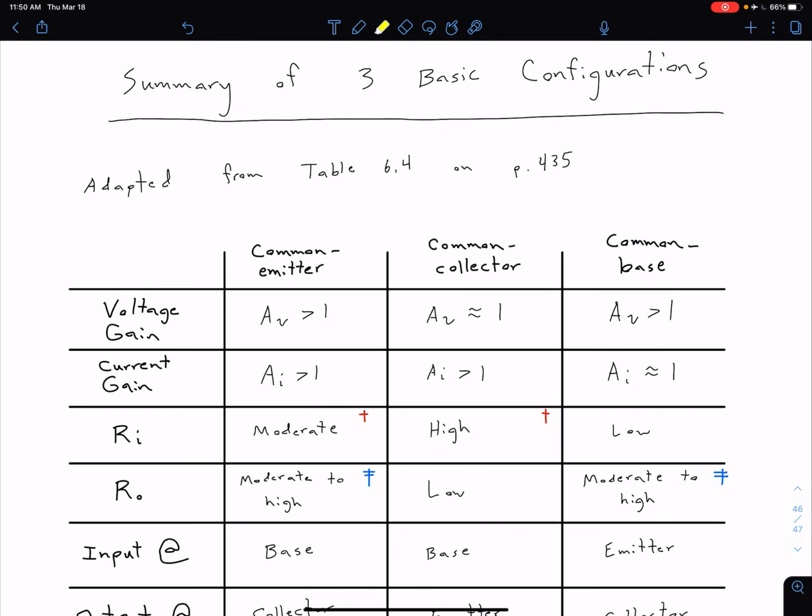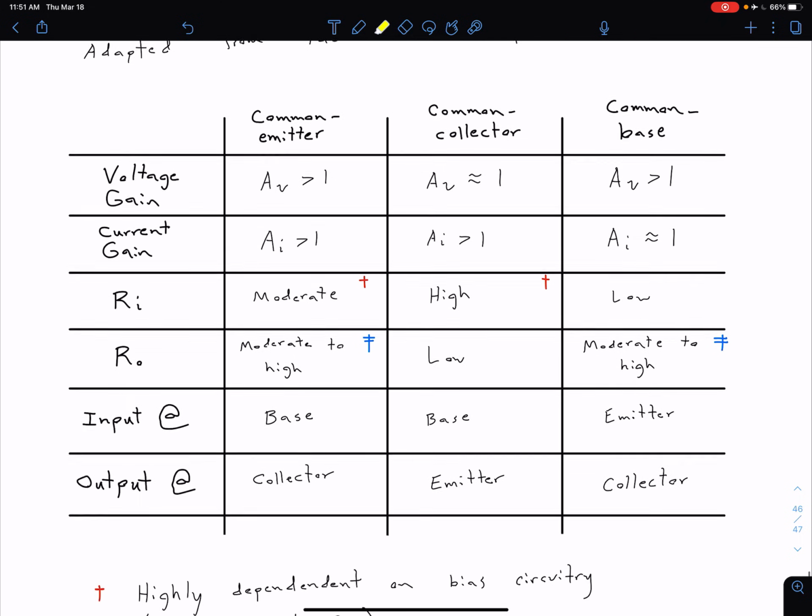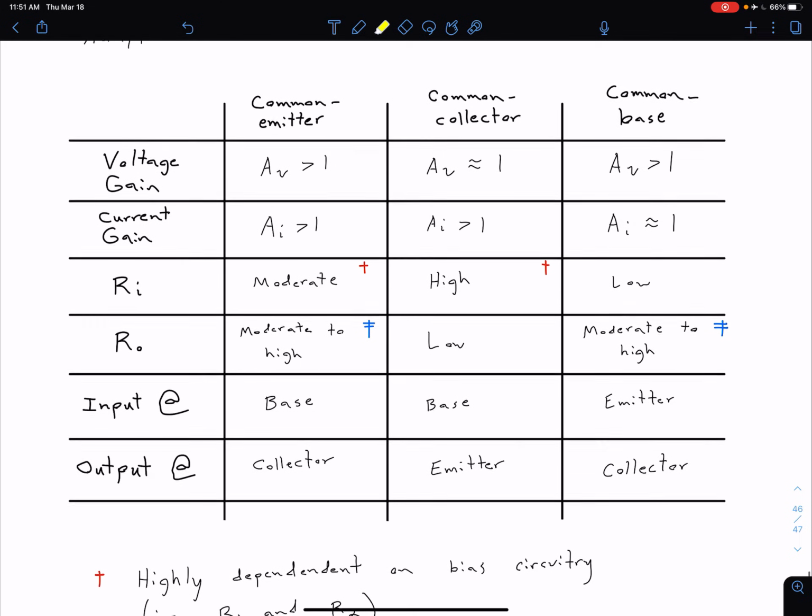In this video, we're going to take all of the information about our three amplifier configurations and summarize and kind of compare and contrast their capabilities. We're going to do this using a table which has been adapted from table 6.4 on page 435 in the textbook. But personally, I think that the table shown here is going to give a bit of a clearer picture about what's going on.